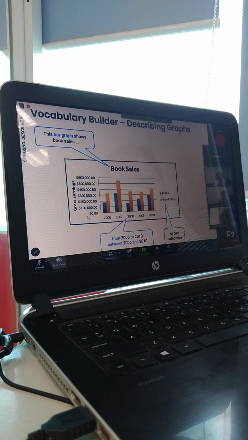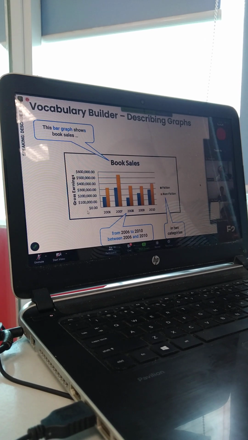Yep, two categories, from and to and between and. So from 2006 to 2010, or between 2006 and 2010. Now you're going to get highly accurate at this. This is the kind of language that's very useful.